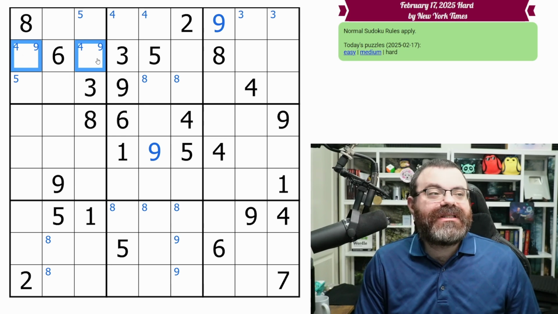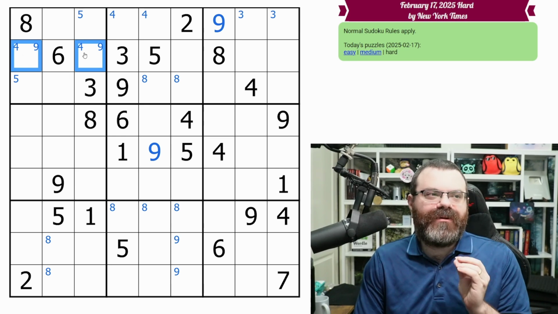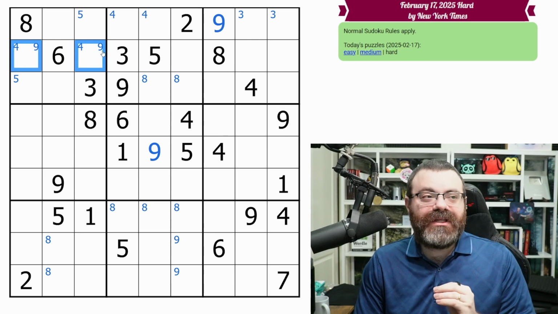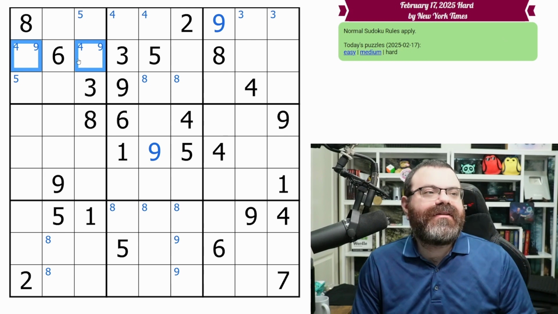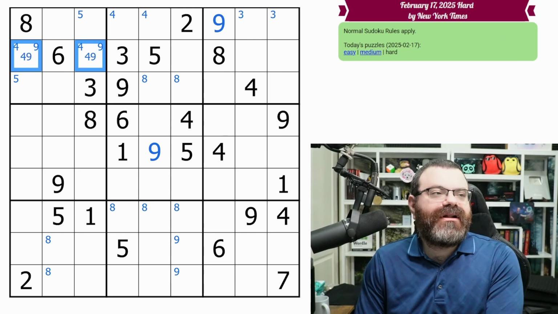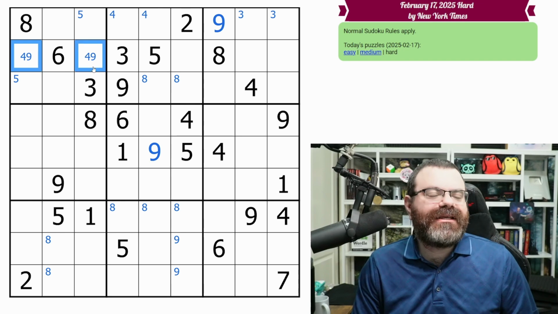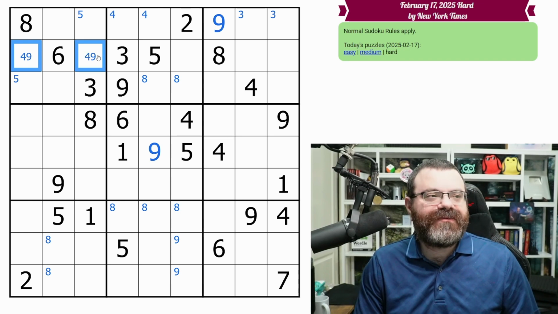And so what this is telling us is one of these 2 cells must be a 4, and one of these 2 cells must be a 9. Well, if one's a 4 and one's a 9, there's not room for anything else. That's called a hidden pair. In general, hidden techniques will remove anything else that could have been in these 2 cells. We can center mark them as 4, 9.